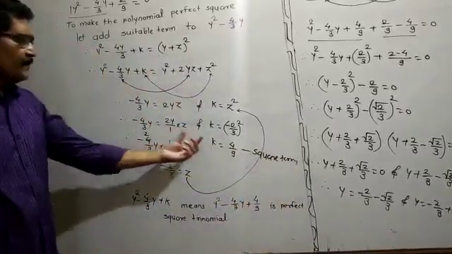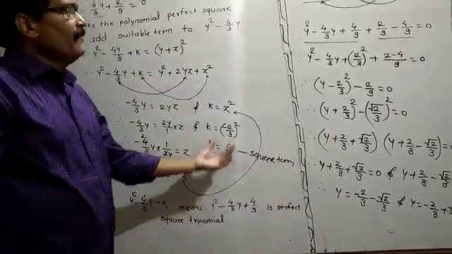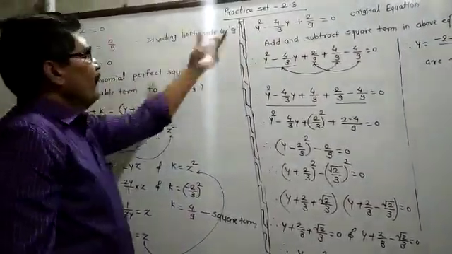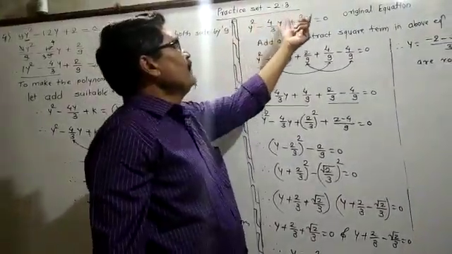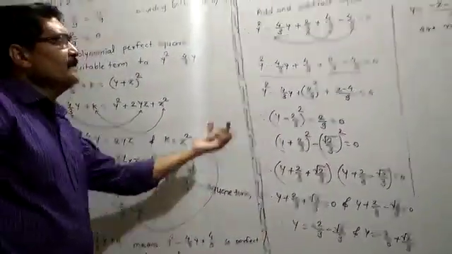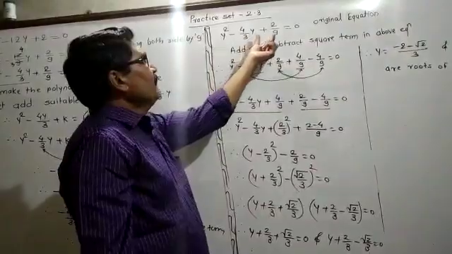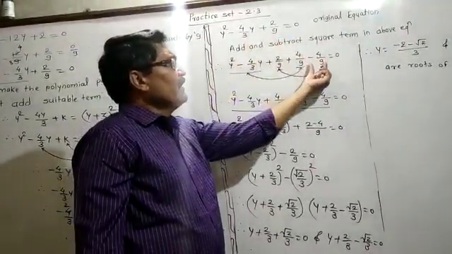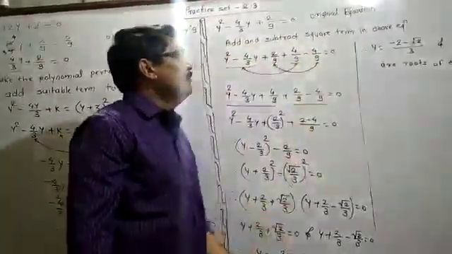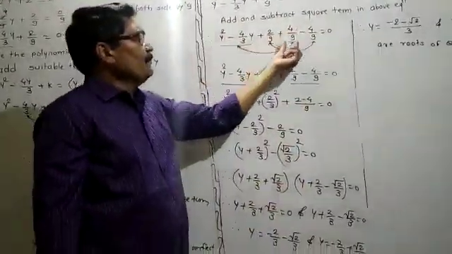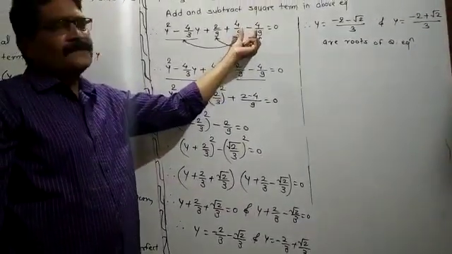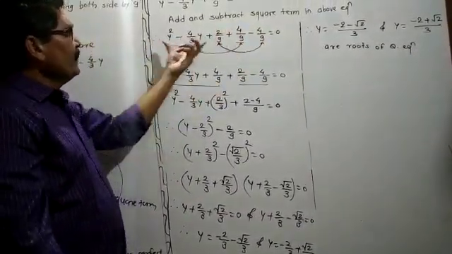Then if this is the square term, our original expression is like this. This is the original expression: y square minus 4 upon 3y plus 2 upon 9 is equal to 0. Add this square term in this equation. So I will add and subtract the square term in the above equation: plus 4 upon 9 minus 4 upon 9. You have to add and subtract the square term, and after that you have to rearrange the terms.